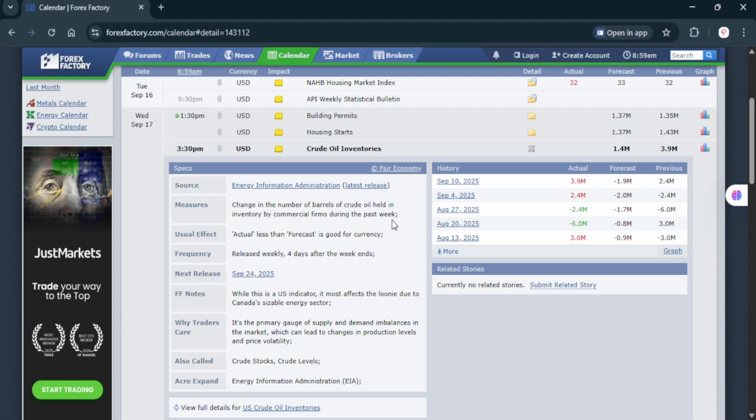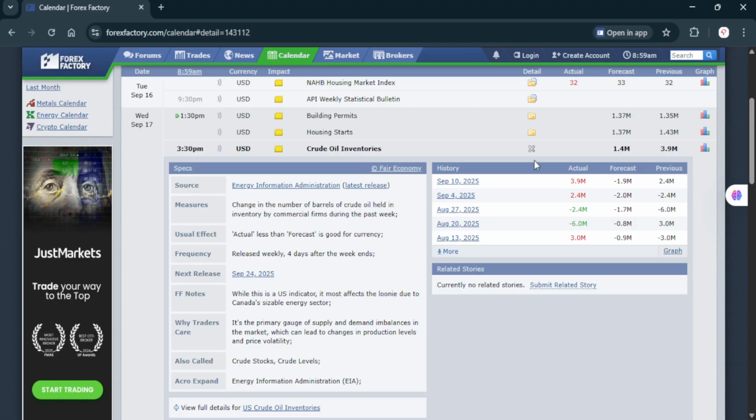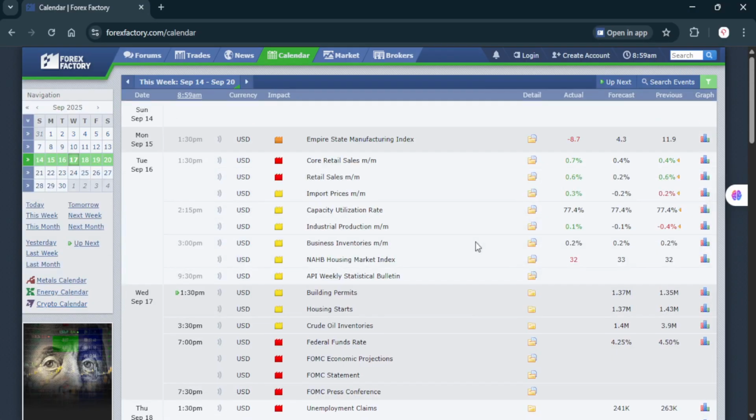Now when you hear the word change, it means measurement. All right, it means the measurement between last week and this week. Okay, number of barrels of crude oil that was held in inventories. So here they said actual less than forecast is good for currency. So if you want to really know much about it, you can come here and click latest release. All right, it will show you the latest release of the news. Is that clear, guys?